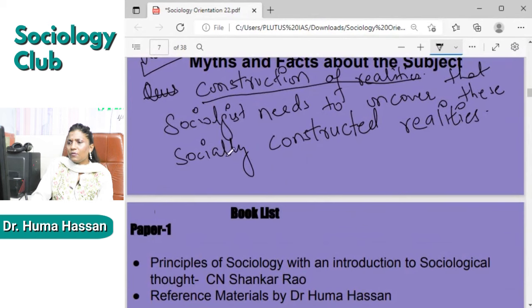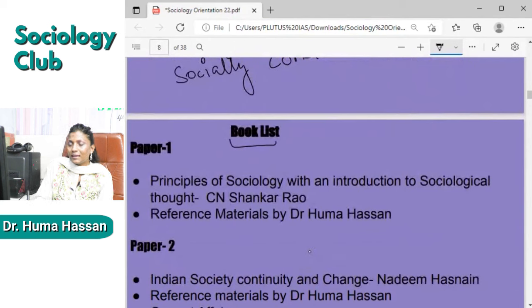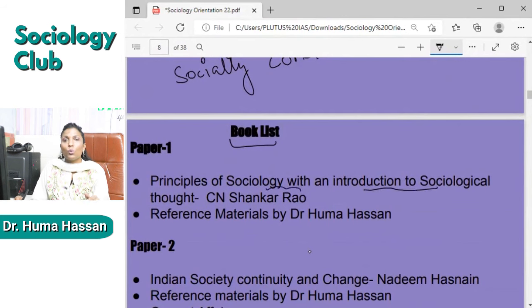So what is the book list I prefer? It is just one book, Principles of Sociology with an Introduction to Sociological Thought, by C.N. Shankar Rao. This is a very heavy book. You can take it, and it is a good book. Just to refer, one book is more than enough. And the reference material which I give, like PPT and the PDFs, you can see.